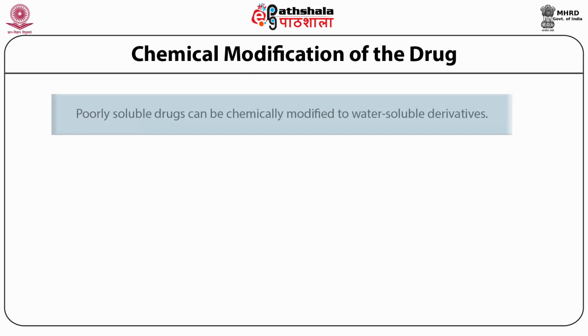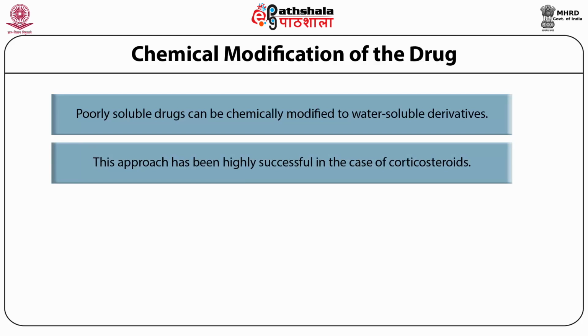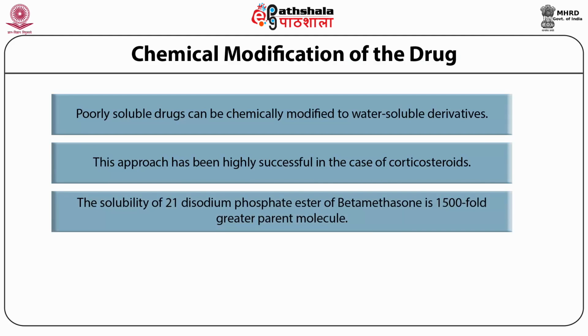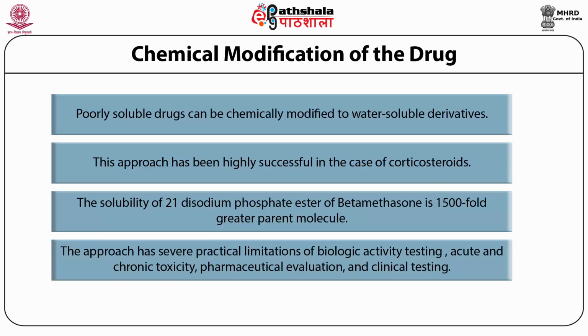Let's discuss chemical modification of drug as a tool for solubility enhancement. Many poorly soluble drugs can be chemically modified to water-soluble derivatives. This approach has been highly successful in the case of corticosteroids. The solubility of betamethasone alcohol in water is 5.8 mg per 100 ml at 25 degrees centigrade. The solubility of its 21 disodium phosphate ester is greater than 10 grams per 100 ml, an increase in solubility greater than 1500 fold.